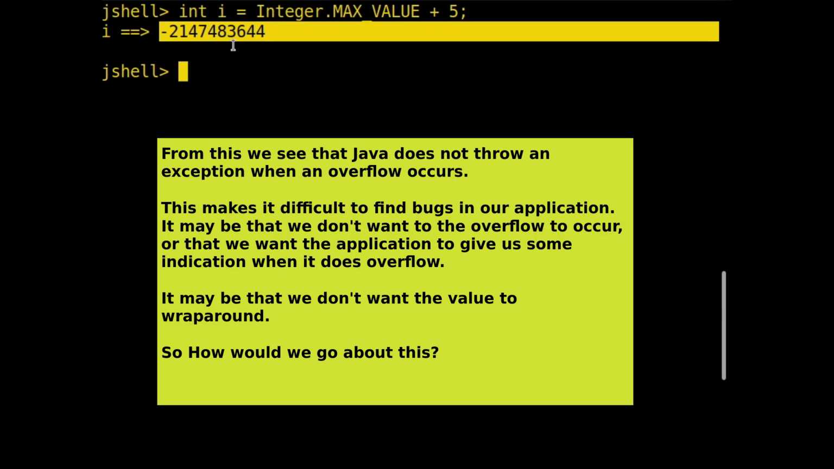This makes it difficult to find bugs in your application, because if you're using an int and it goes over, you're not aware that it's overflowed. So it may be that you don't want an overflow to occur, or that you want to be made aware that an overflow has occurred. How do you go about this?